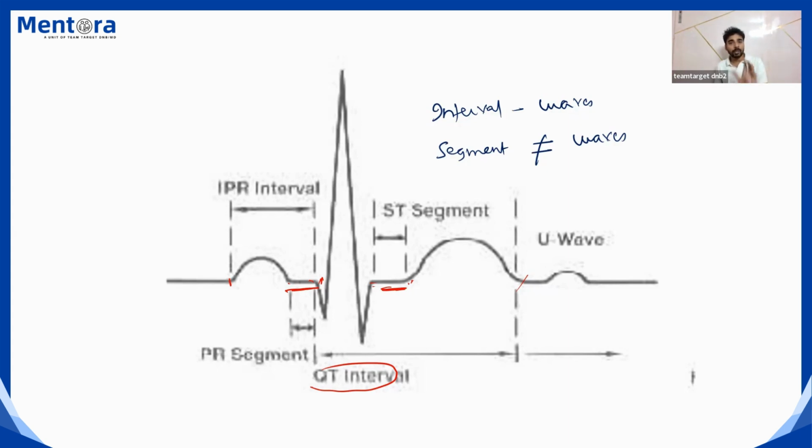The PR interval should be 3 to 5 small boxes. If it is less, it is a short PR. If it is more, it is a prolonged PR. Prolonged PR indicates first degree heart block, and short PR indicates WPW syndrome. Then comes your QRS complex. It should be less than 3 small boxes. If it is more than 3 small boxes, it is a wide QRS, as in bundle branch block. Wide QRS we'll discuss much more later.